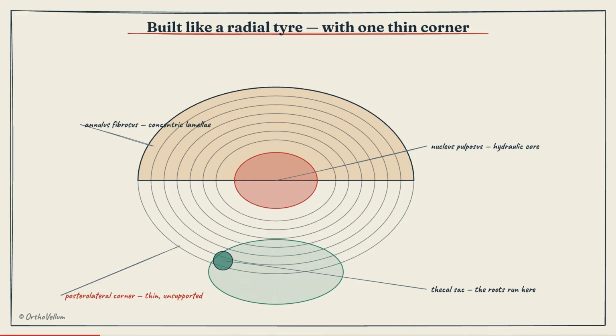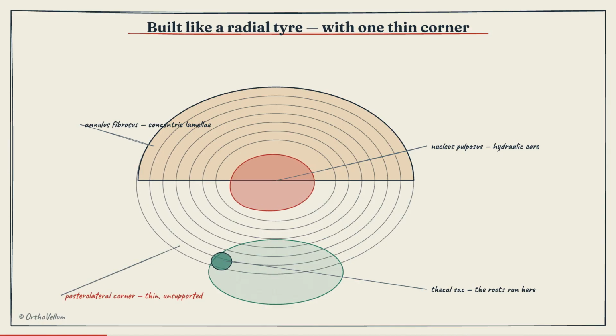And now notice the geometry that decides everything that follows. The annulus is thick and strong in front. Behind, and especially at the posterolateral corner, it is thinner, and it is not reinforced by the posterior longitudinal ligament, which narrows as it descends. So the disc has a weak point, and the weak point points directly at the nerve roots.